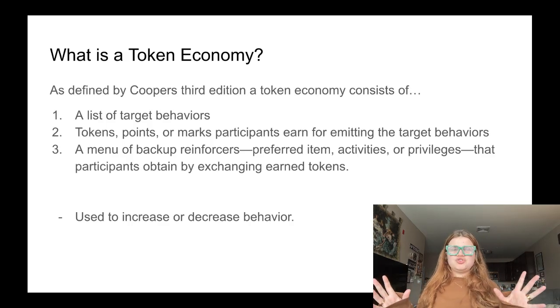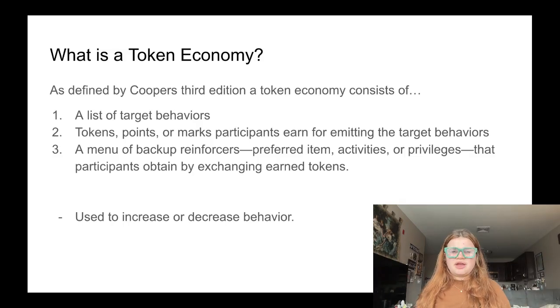It is used by practitioners everywhere, all the time, every day, but what is it? As defined by Cooper's third edition, a token economy consists of 1, a list of target behaviors, 2, tokens, points, or marks participants earn for emitting the target behaviors, and 3, a menu of backup reinforcers, preferred items, activities, or privileges that participants obtain by exchanging earned tokens. The goal of the token economy is to increase or decrease the targeted behavior.